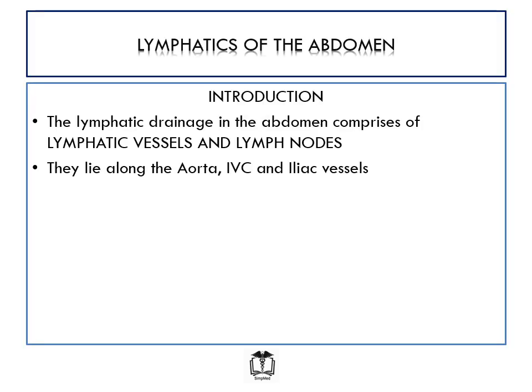Now, in this segment, we're talking about lymphatics of the abdomen. Lymphatic drainage of the entire abdomen comprises a combination of lymphatic vessels and lymph nodes. They tend to lie usually along the aorta, the IVC, and some iliac vessels. We'll talk about each of those different structures, starting with the lymph nodes and then moving to the lymphatic vessels.